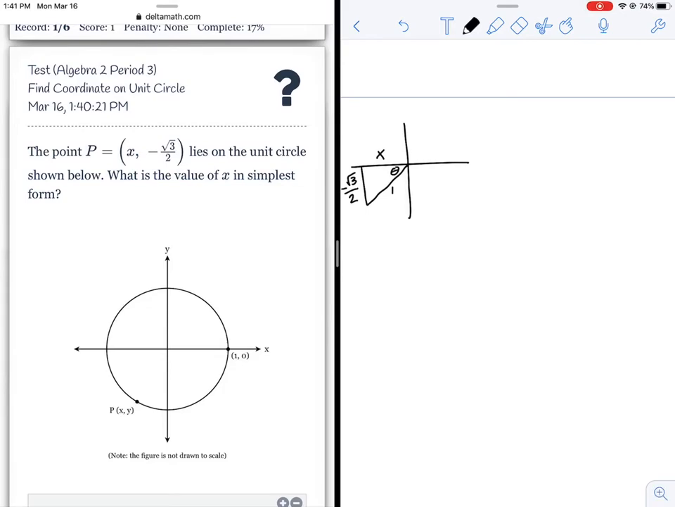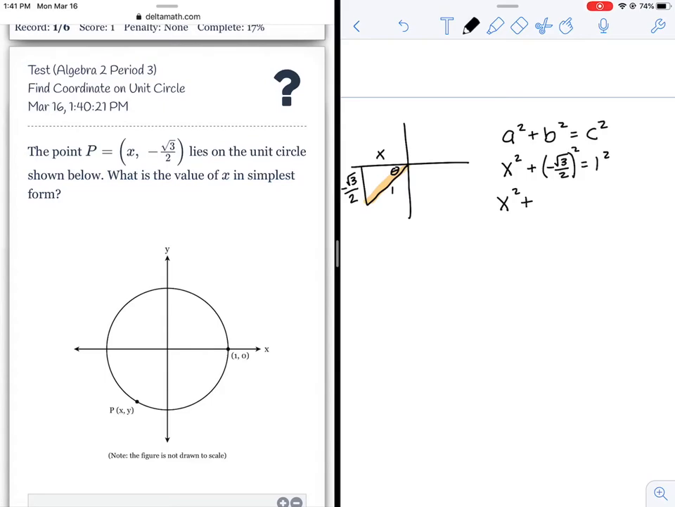Now, I'm looking for that x value, so I'm going to use the Pythagorean theorem. Again, a squared plus b squared equals c squared. The important thing is finding your hypotenuse first and putting that as your c squared. So 1 squared, x squared, which is what I'm solving for, plus negative radical 3/2 squared. Now, notice I put that in parentheses. When you type that negative radical 3/2 squared into your calculator, please make sure that you are putting that in parentheses. Otherwise, it's going to give you a different answer.